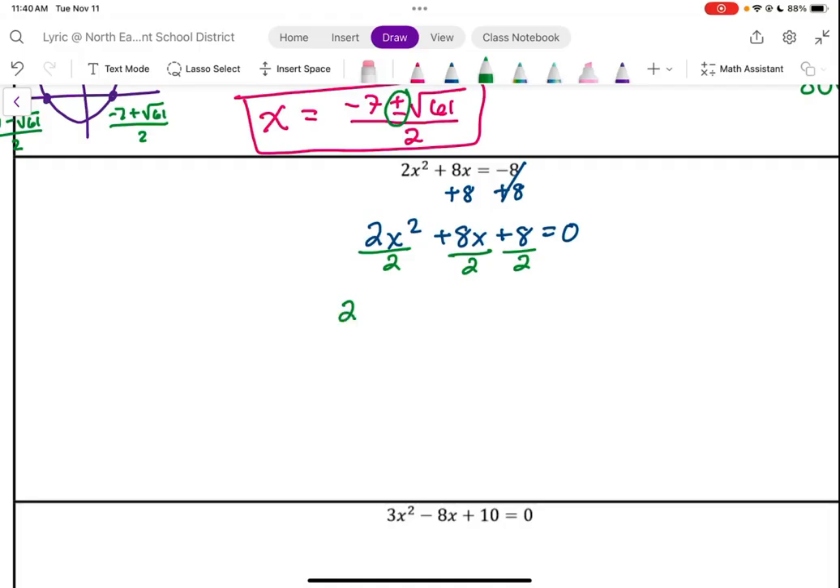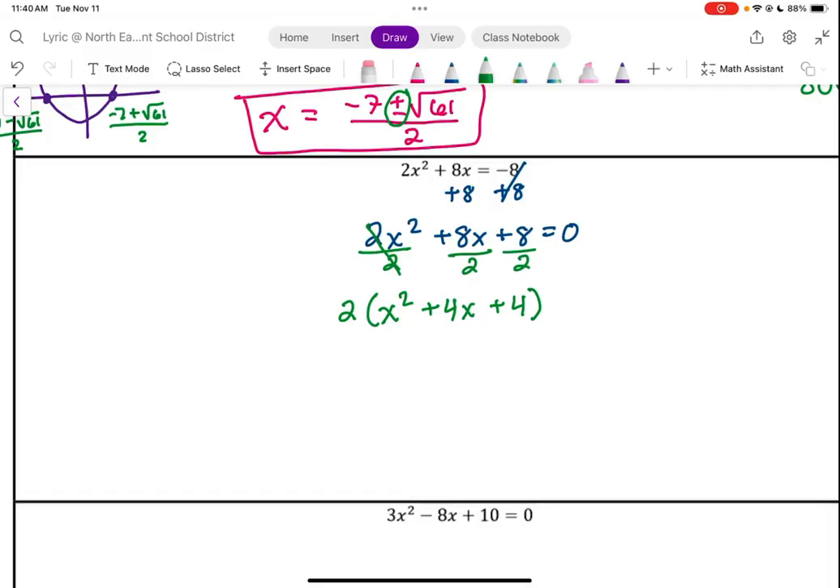And that 2 doesn't disappear, it goes in front of a set of parentheses. And what goes inside is what we get when we divide each of these terms by 2. So 2x squared divided by 2, we're left with x squared. 8x divided by 2, 4x. And 8 divided by 2, we're left with 4.